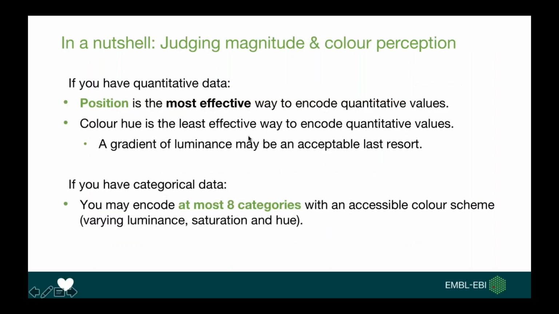So here is a quick summary of what we said so far. If you have quantitative data, position is the most effective way to encode these values, and color hue is the least effective way to encode these values. A gradient of luminance might be an acceptable last resort. If you have categorical data, you may encode at most 8 categories with an accessible color scheme, which varies luminance, saturation, and hue.